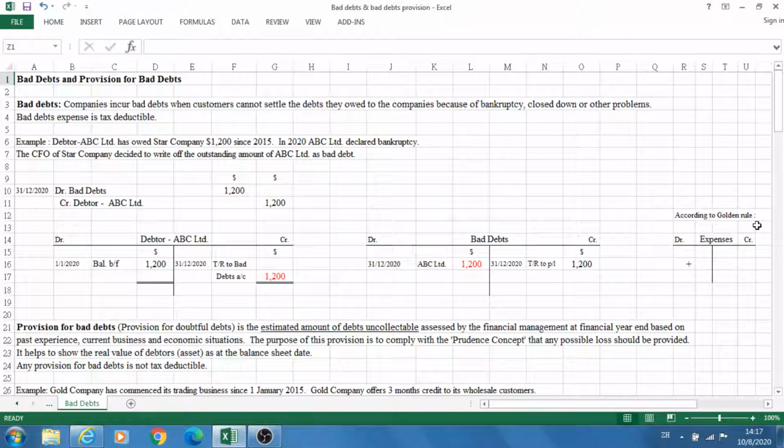According to Golden Rule, increase of expenses should be recorded on the debit side. The journal entry is debit bad debts $1,200. Credit debtor ABC Limited $1,200. Bad debts expense is transferred to profit and loss account at year-end.